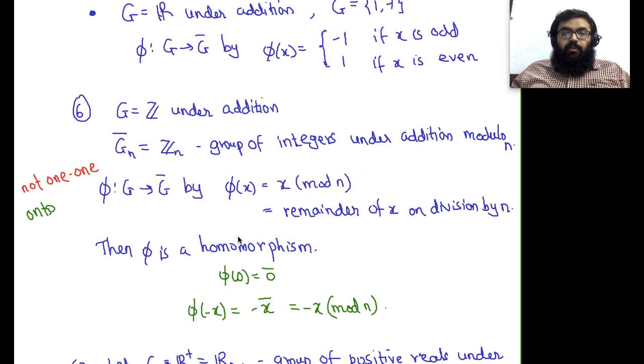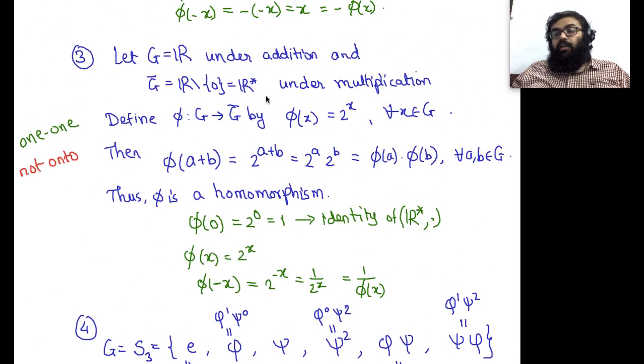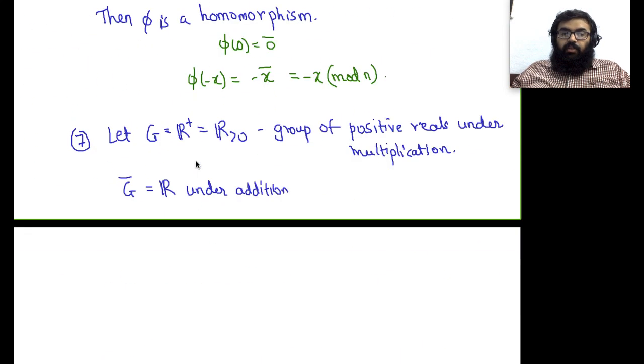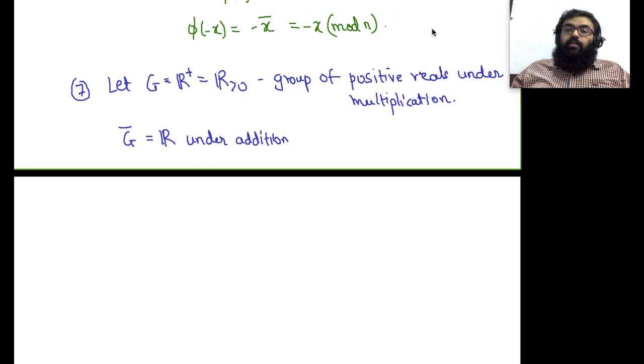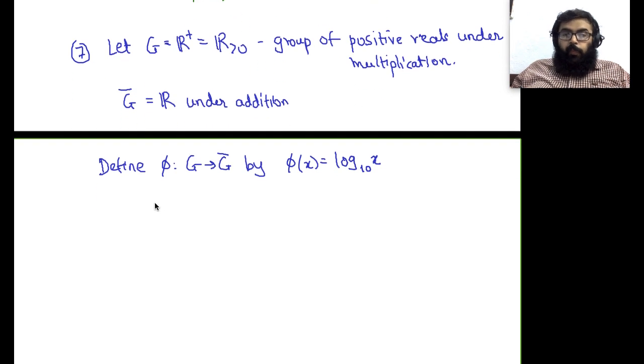It is just the opposite of what we had seen earlier, 2 raised to a. There, R under addition was G, and R star we had taken, and that function was not onto because it was not taking negative values. So if we want a and b, we take log. We take positive reals because log is defined on them. Define phi from G to G bar by phi of x equals log of x to the base 10. Then phi is a homomorphism, as you can verify by the properties of log.